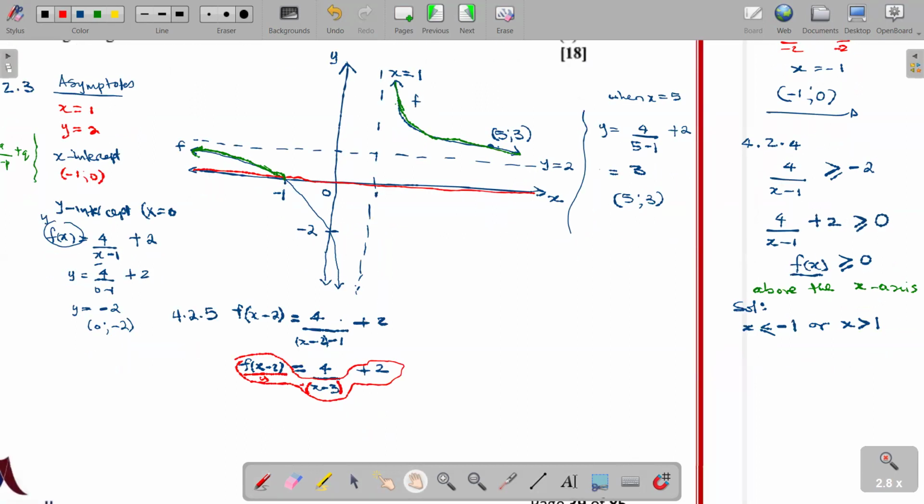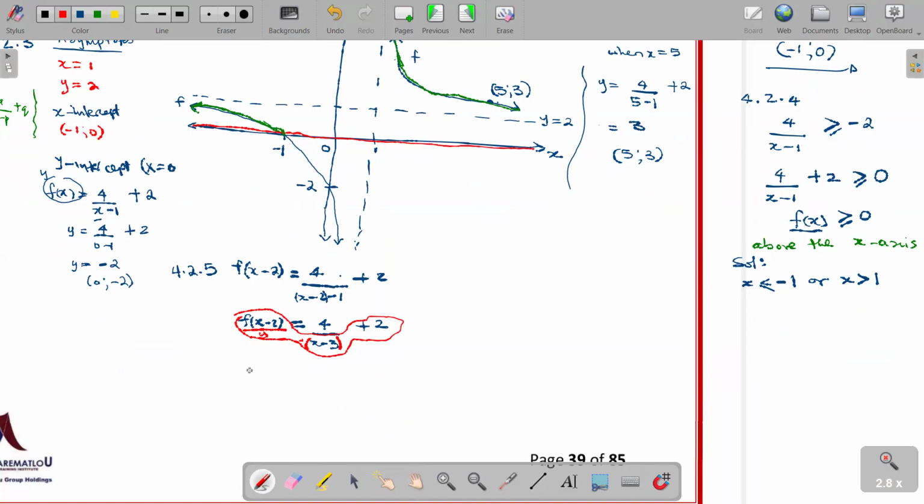So the axis of symmetry is therefore going to be given by y equal to negative x minus 3 plus 2. So this is going to give us negative x positive 3 positive 2. So the equation is given by y is equal to negative x positive 5. This becomes our equation here.